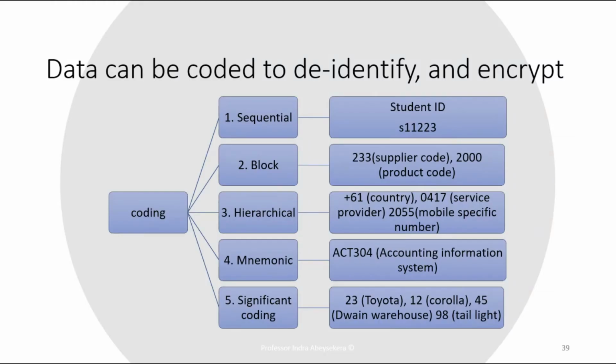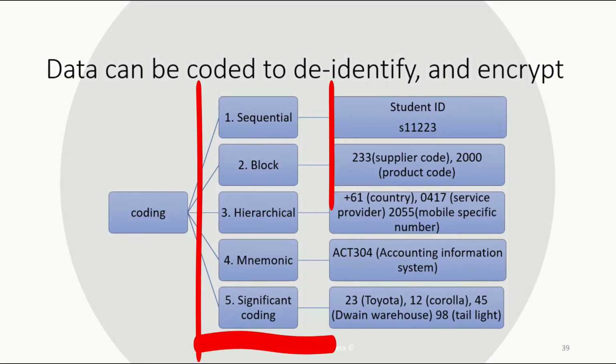When data is being kept, sometimes data could be coded to de-identify and encrypt it, so that if a hacker gets into the database, they will find data, but in various coded forms that really do not make much meaning. So there are 5 ways of coding data.